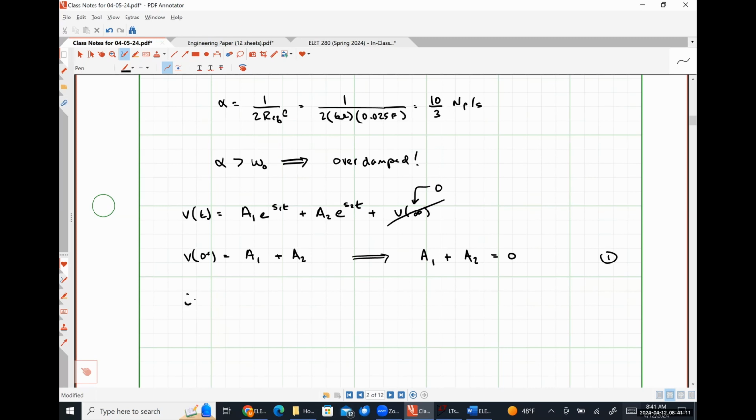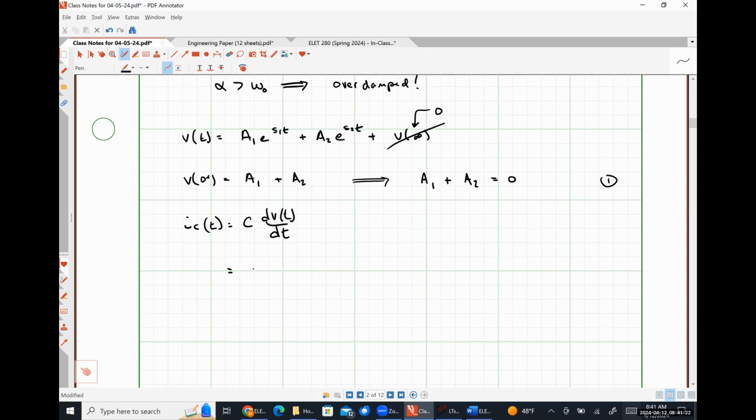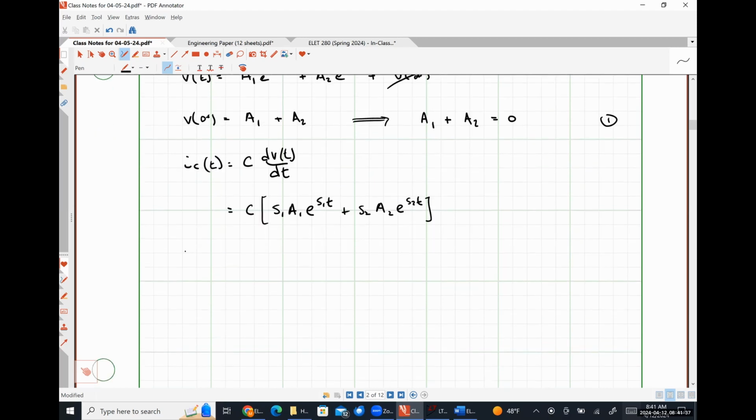Now, our capacitor current, iC of t, is C dv by dt. And so that's going to look like C times s1 A1 e to the s1 t plus s2 A2 e to the s2 t. iC at 0 plus reduces to C s1 A1 plus C s2 A2.